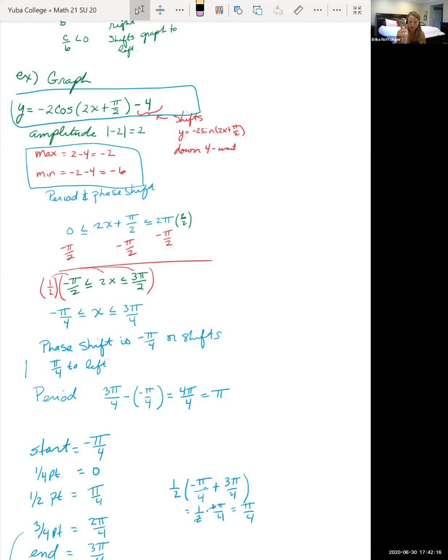But I tend to like to do it this way just because it's helpful for graphing. Can't you just do C over B for phase shift? Yep, so you can do it that way too. You have to be careful with the sign though, since this is plus inside, it's actually the opposite of what you think. Yeah, plus is minus, minus is plus.